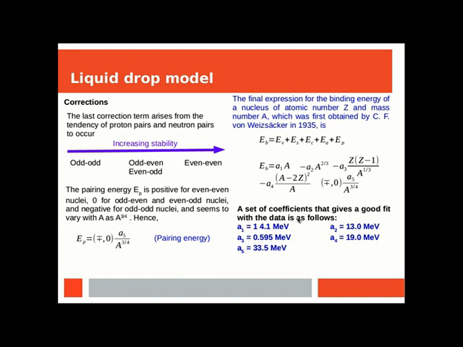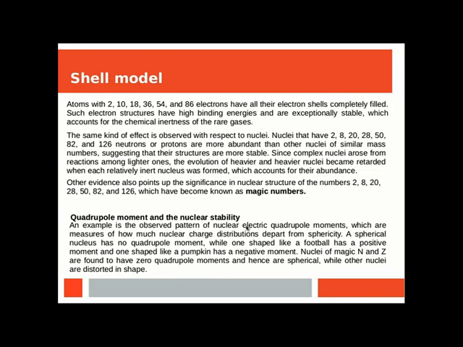So in this way, the liquid drop model is efficiently explaining the variation of binding energy per nucleon with respect to mass number. So this is why it is a very successful model. There is one more interesting model which also needs to be understood, that is the shell model.